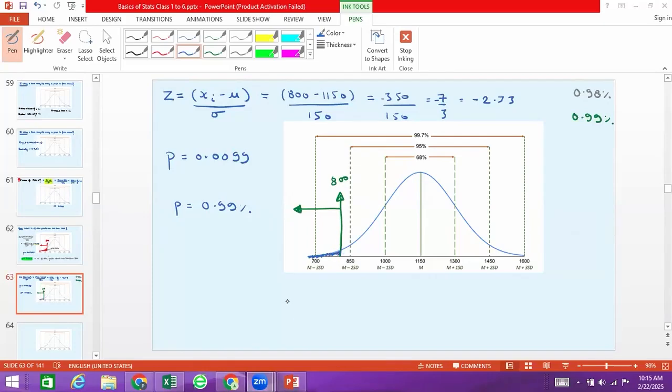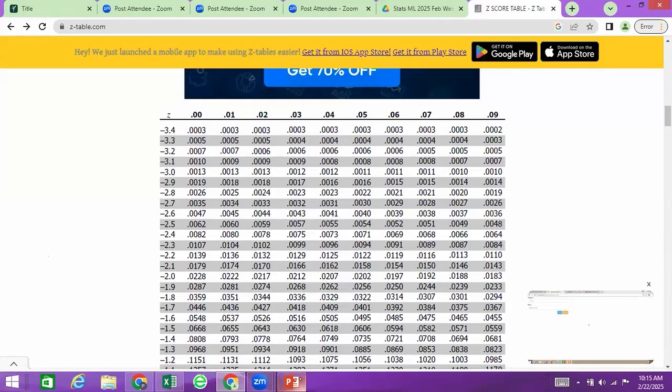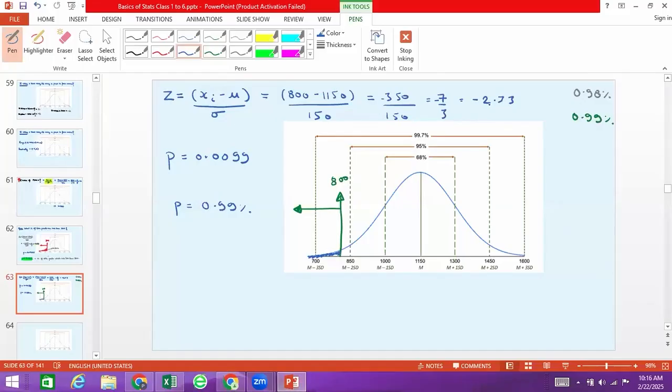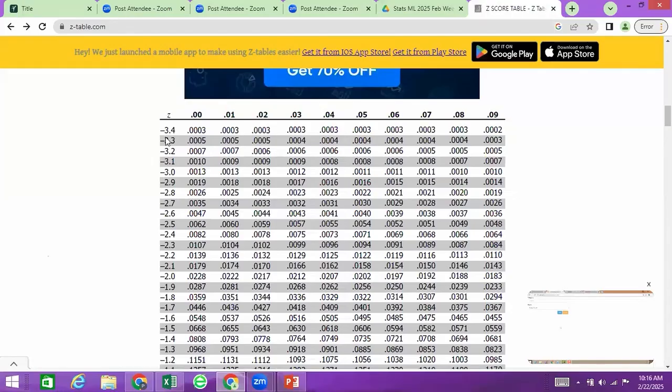Can you show how you're taking the decimal values from the Z table? Yeah, right. So first we calculated the Z value. Is that part clear to you? Like minus 2.33. Yes. Then all we have to do is check for minus 2.33 where it is. This is minus 2.3, and this is the second decimal place. On top, we have the second decimal place. So minus 2.30, minus 2.31, minus 2.32. This is minus 2.33, right? So 0.0099. Okay.